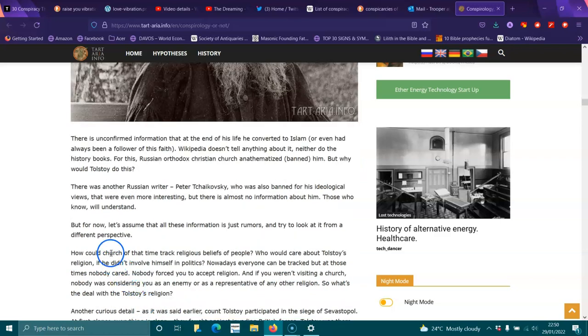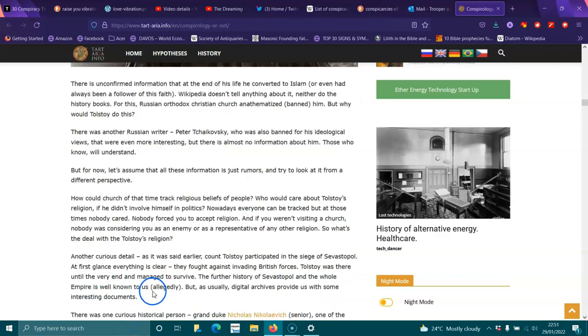How could the church of the time track the religious beliefs of people? Who would care about Tolstoy's religion if he didn't involve himself in politics? Nowadays, everyone can be tracked, but at those times, nobody cared. Nobody forced you to accept religion, and if you weren't visiting a church, nobody was considering you as an enemy or as a representative of any other religion. So what's the deal with Tolstoy's religion?